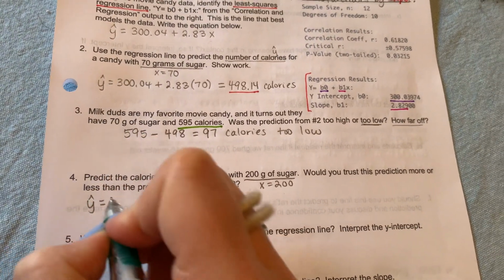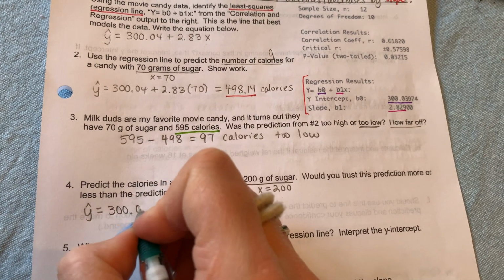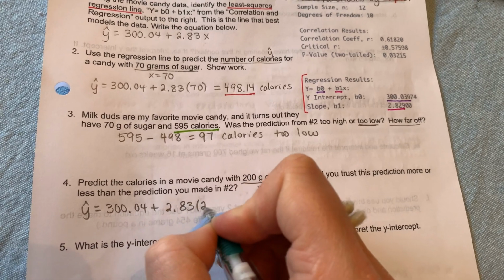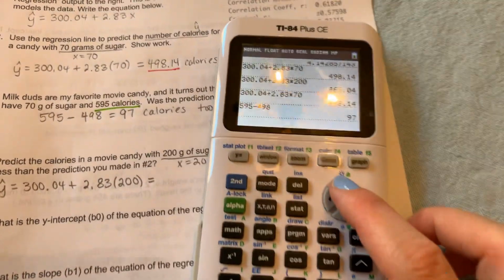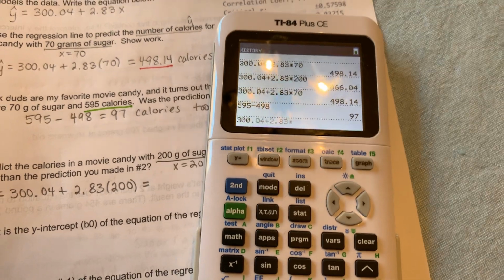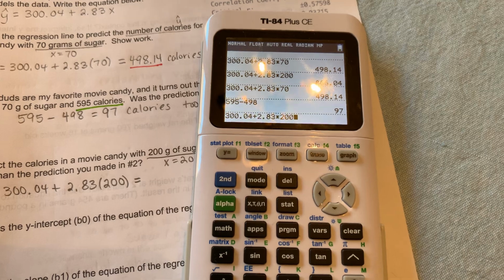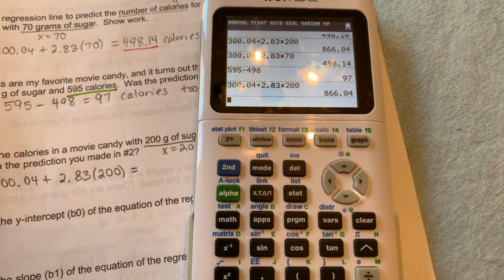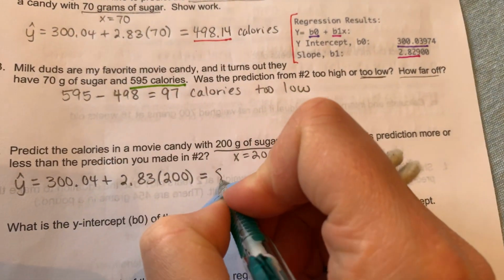Y hat is equal to, looking back up on my equation, 300.04 plus 2.83. This time for x, I plug in 200. Let's see what we get. All right, in my calculator, I'm just going to use the arrows to go up and select that previous equation I typed in, 300.04 plus 2.83, but replace the 70 with 200. Oops, I don't need that last little thing. Enter. All right, 866.04 calories. Wow, that's a lot. That's a lot of sugar, so that makes sense.